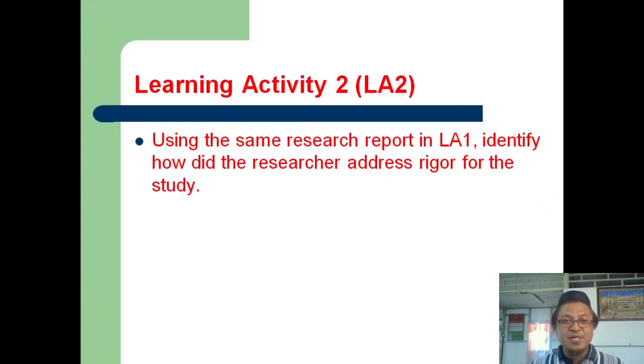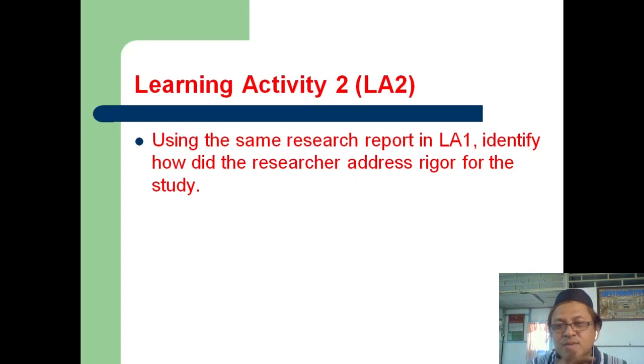So now we have reached learning activity 2. What do I expect you to do now? In my previous slide, I mentioned in learning activity 1 you have to identify 2 research reports. Now, using the same research reports, I want you to read the articles, try to understand, and try to identify whether the researcher, the author, has addressed rigor in the study.